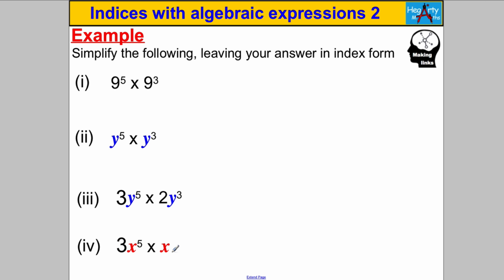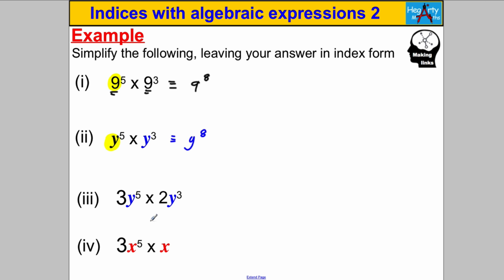Right, let's try and use the multiplication rule with indices. Pause the video and do this. You should be able to do that. 9 to the 5 multiplied by 9 cubed, because the base is the same, we can say this is the same thing as 9 to the 5 add 3, which is 8. Exactly the same story with algebra. Instead of a 9, we've got a y. So the answer here is going to be y to the power of 8.